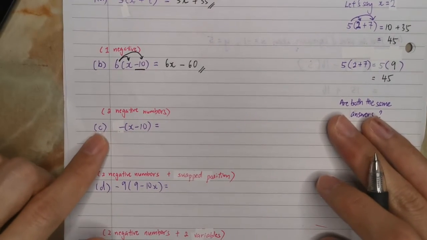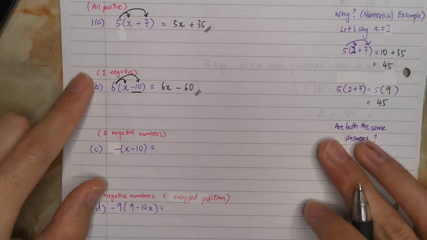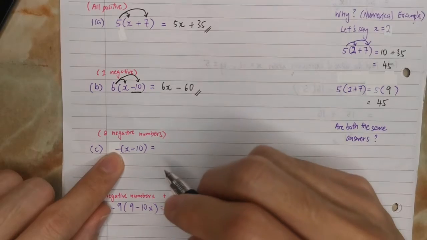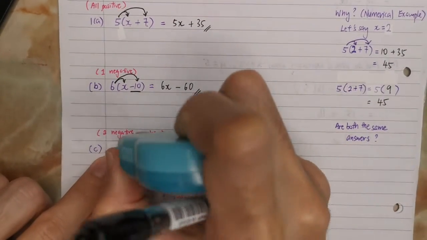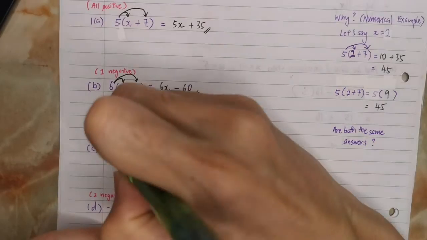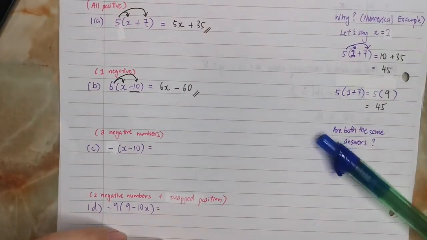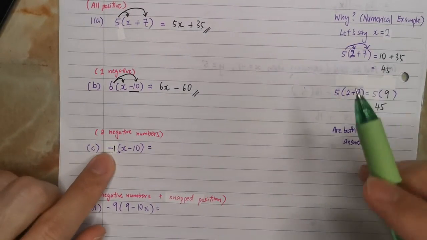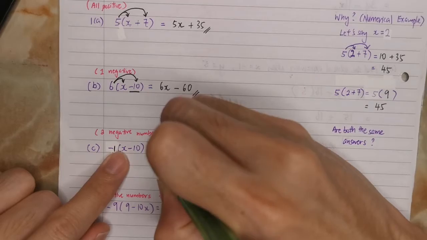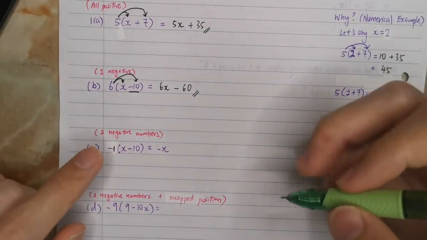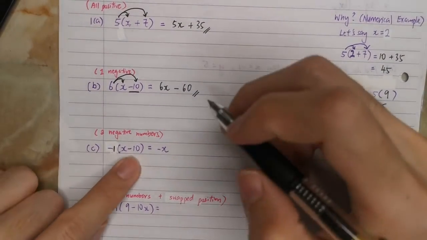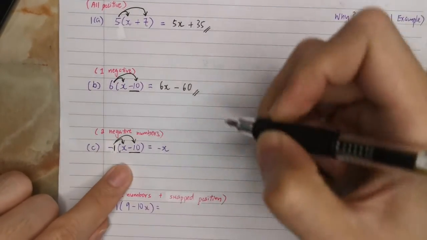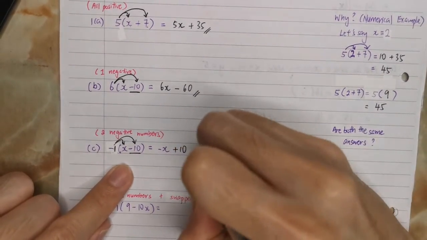So next one. What do you notice about the difference? Now you have two negative numbers. When we have a negative sign in front, take note that there's a sneaky little one. Let me draw some space for the sneaky little one that is hiding right over here. So in this case, negative 1 times x will give you negative x. Negative 1 times negative 10 will be positive 10. So this will be your expanded terms.